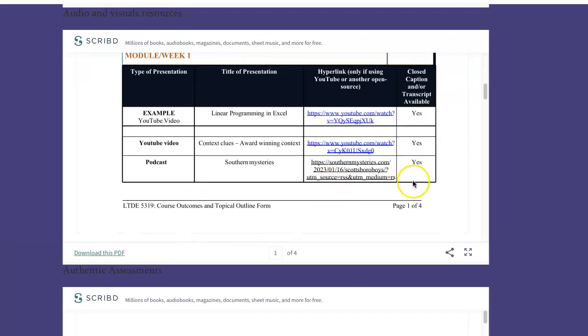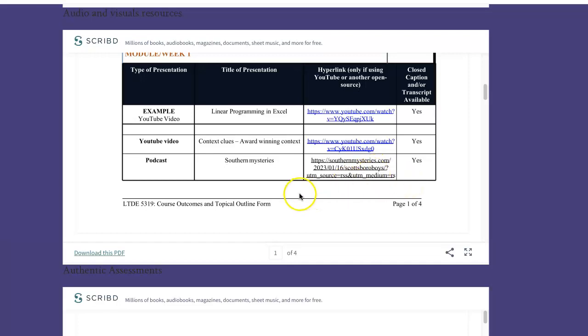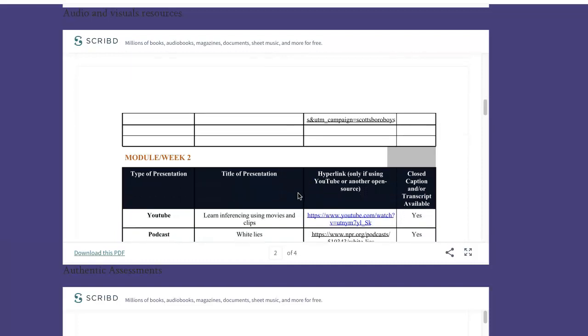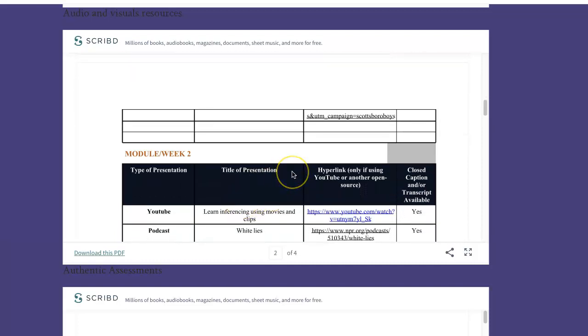Next, I provided several audio and visuals. Each week, the clips should align with the TEK that they're learning. As you can see here, context clues, and then there was a podcast that relates to the content of the text, and so that just followed through the weeks.